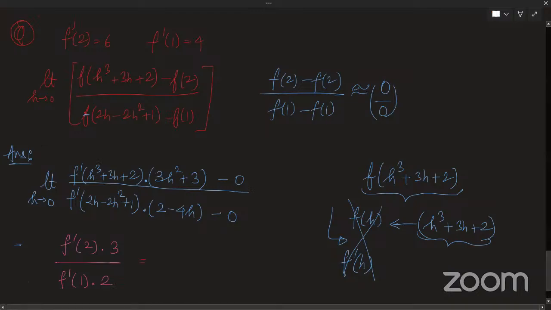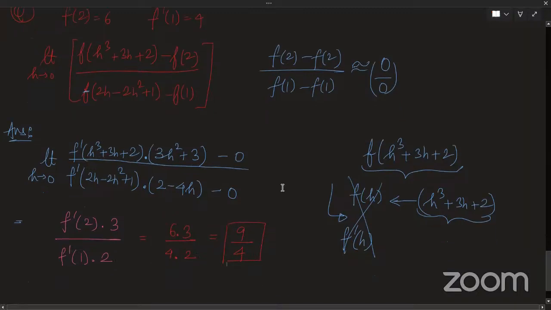So you are given the value of f dash 2, it is 6. So 6 into 3 divided by f dash 1, 4 into 2. What is the value? 9 by 4. Okay, 9 by 4. Great. It is 9 by 4. Great work.